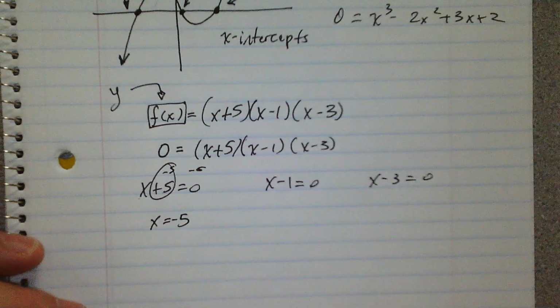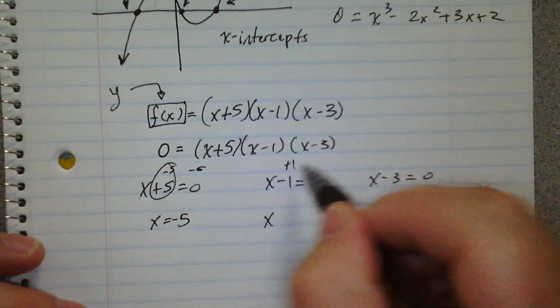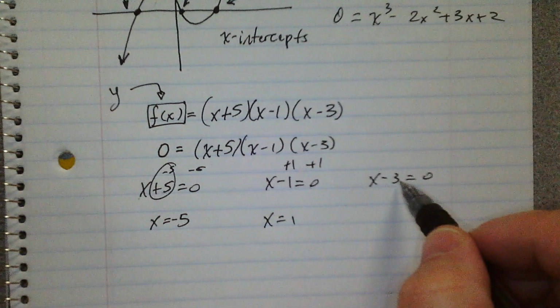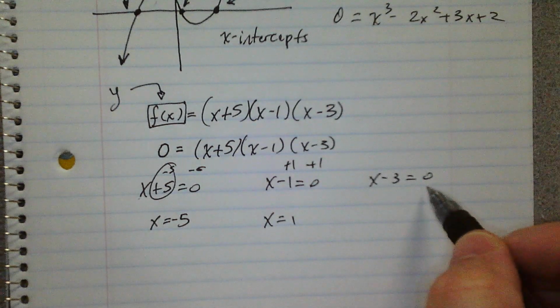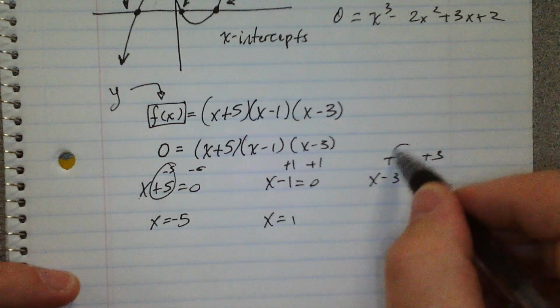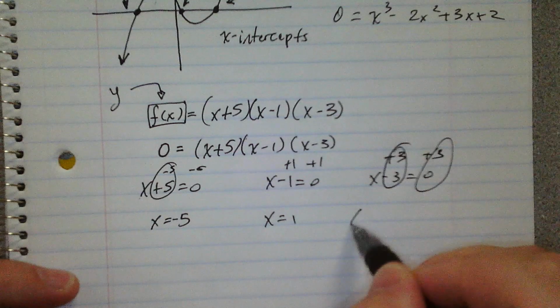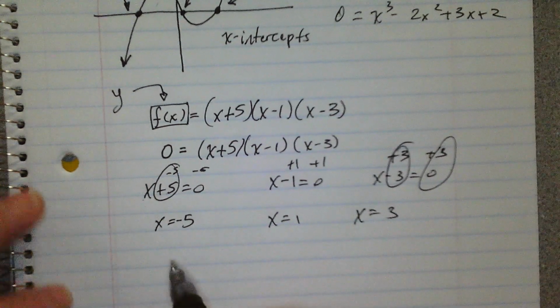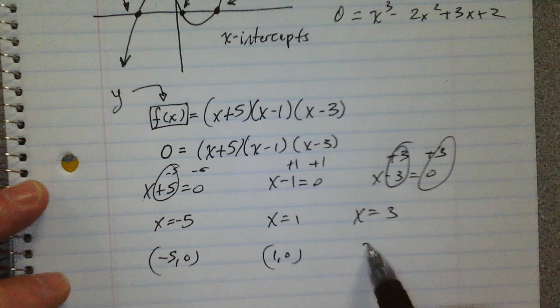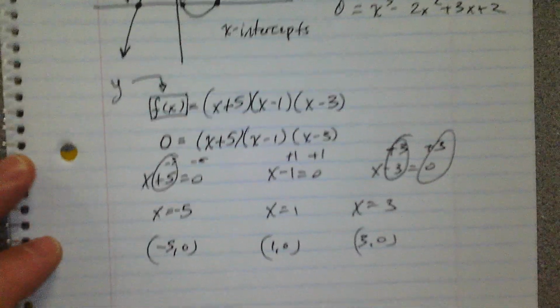x equals -5. This one, you could add 1. x equals 1. Or you could just read it: what number minus 3 is 0? Well, that's got to be 3. But if you couldn't think of it, you could add 3 to both sides. That makes 0 and that makes 3. x equals 3. So your 3 x-intercepts are -5, 1, and 3. That's how we're going to do this.